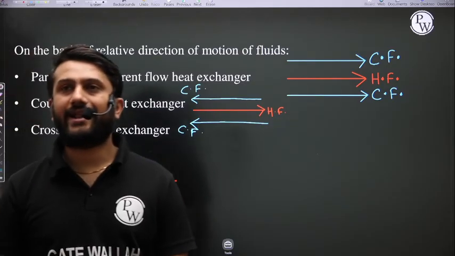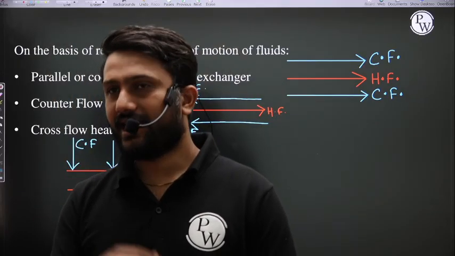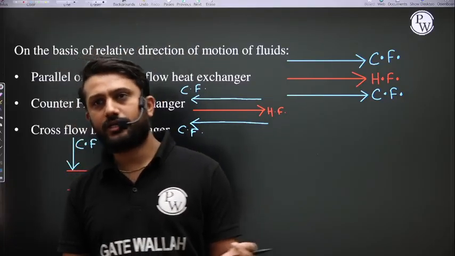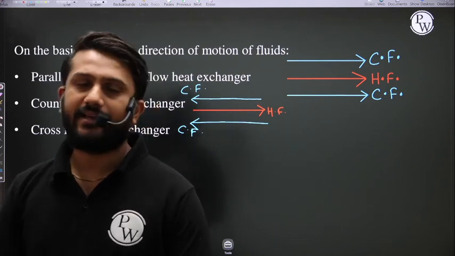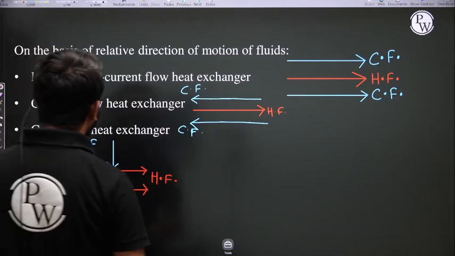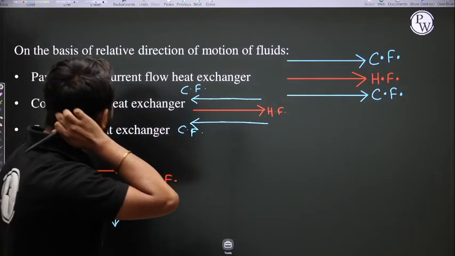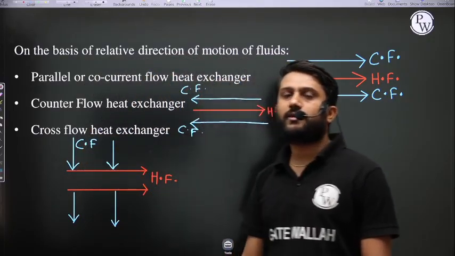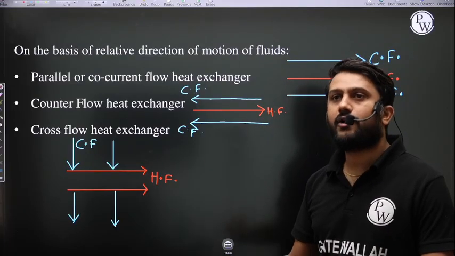The cold fluid and the hot fluid meet at 90 degrees. The directions of motion of the hot fluid and the cold fluid are orthogonal, normal to each other. So this is a cross flow heat exchanger. This is the counter flow heat exchanger, and this one is a parallel flow heat exchanger. So this is the second classification on the basis of relative direction of motion of the fluids: parallel flow, counter flow, and cross flow.